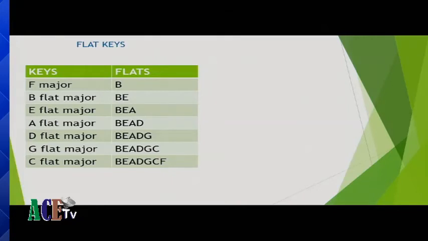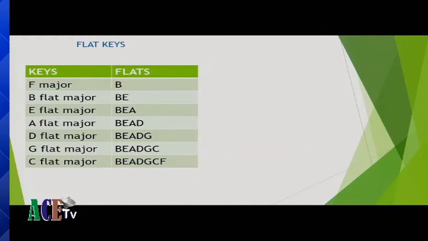That is the only key that you could refer to as an unselfish key, because it is a flat key, but you don't call the flat name along with it. You only call it F major. But other flat keys, you must call the flat name along with them. So the second one is B flat major.